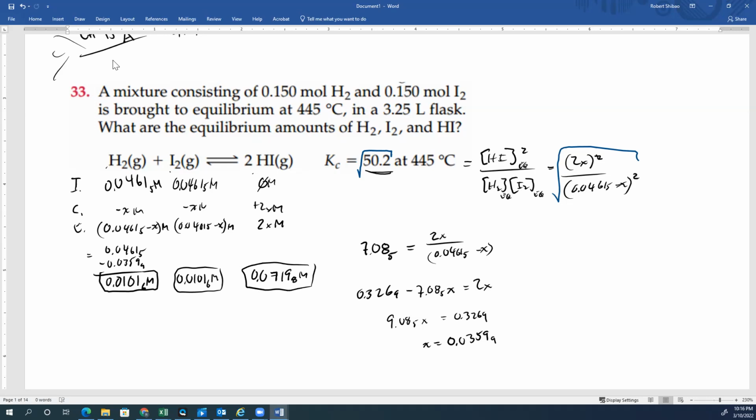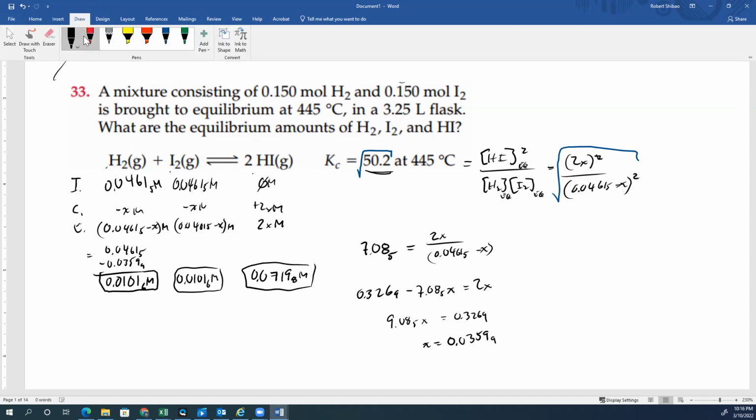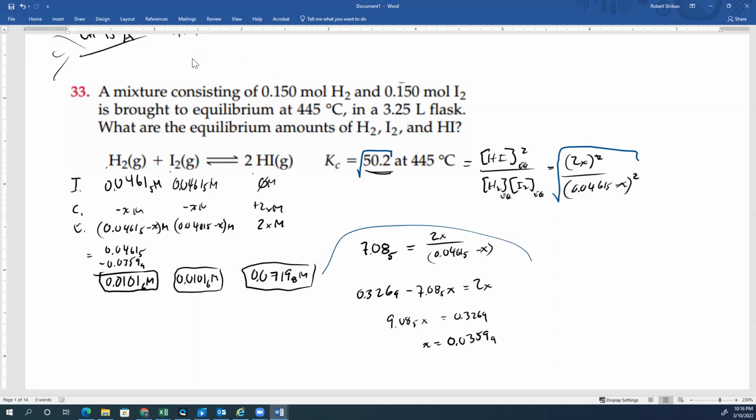Okay, then I'm going to check my K just to make sure I didn't make any mistakes. Let's go ahead and check K, which is going to be 0.07198 squared divided by 0.01016 squared.